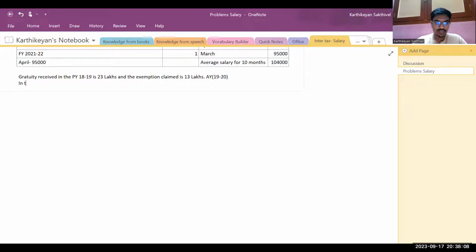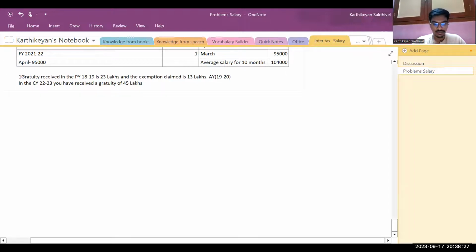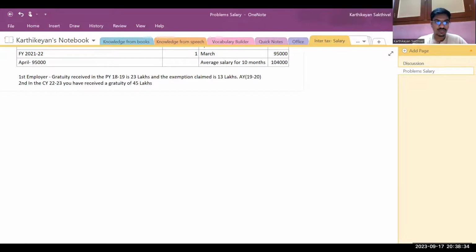Then in the current financial year, that is 22-23, you have received a gratuity of 45 lakhs from your second employer. So this is from the first employer, and this is from the second employer, gratuity of 45 lakhs. So you will be computing the exemption, right?